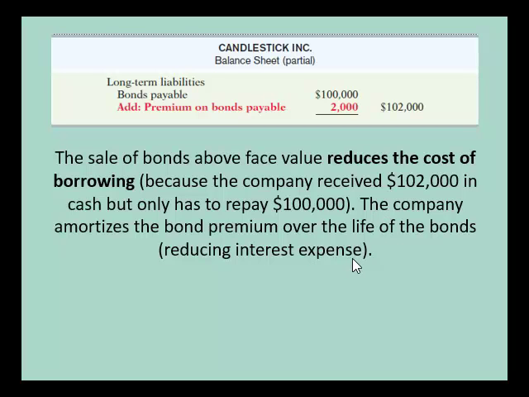And this part you don't have to know. But what I do want you to know is when bonds are sold at a premium, that difference reduces the cost of borrowing.